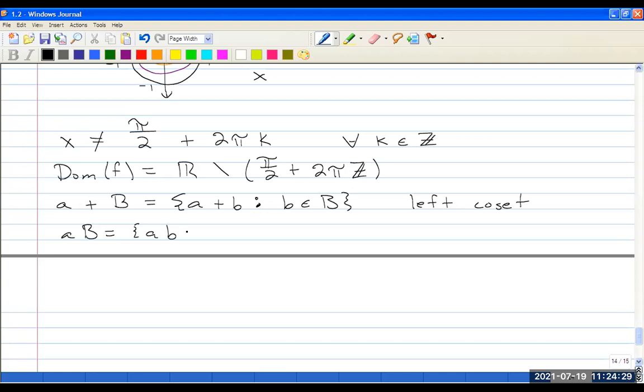Say A times b, where b is in the set B. So this is another left coset. So I've used the coset notation.